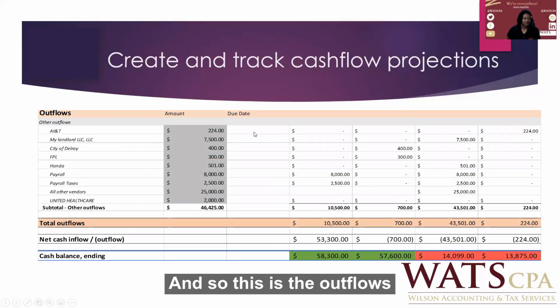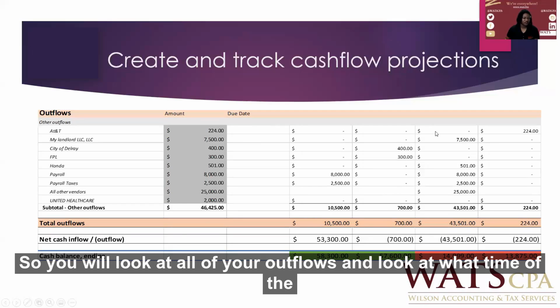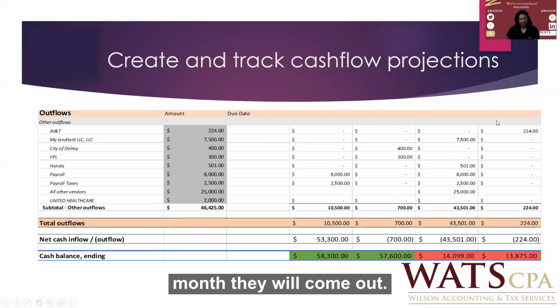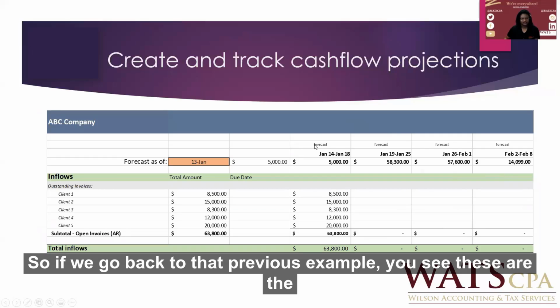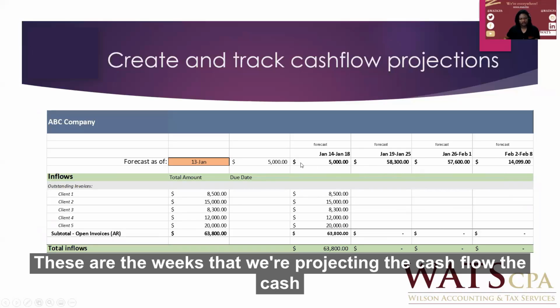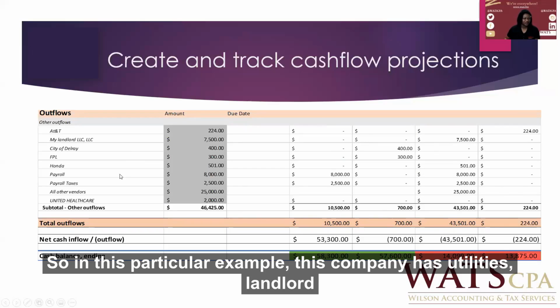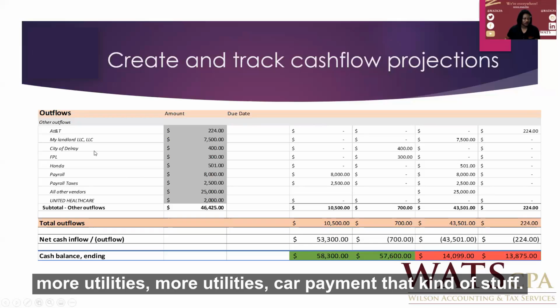And so this is the outflows associated with the projections, and very shortened lists here for illustration purposes. So you will look at all of your outflows and look at what time of the month they would come out. So if we go back to that previous example, you see these are the weeks that we're projecting the cash inflows, and then these are the weeks that we're projecting the cash outflows.